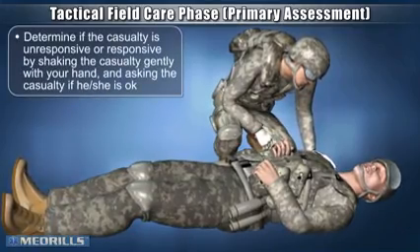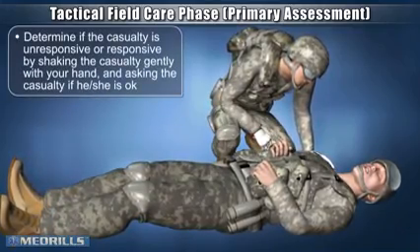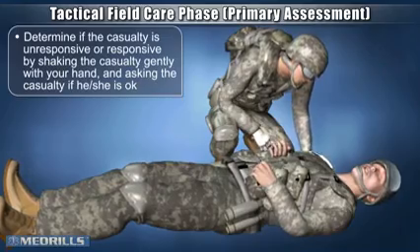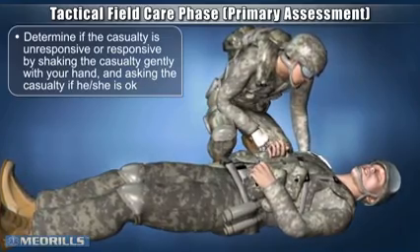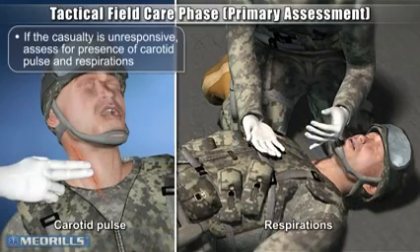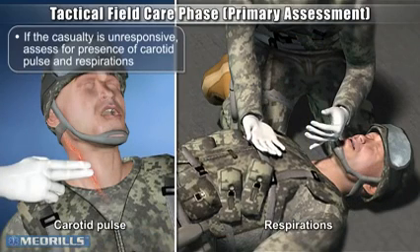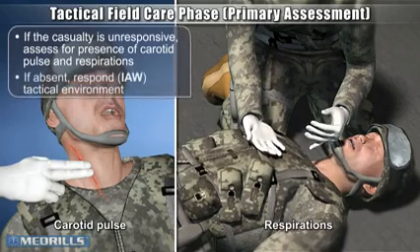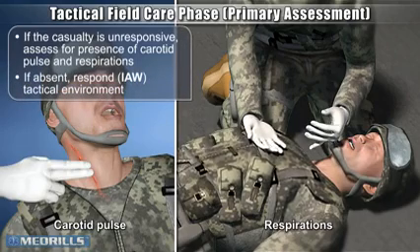Determine if the casualty is unresponsive or responsive by shaking the casualty gently with your hand and ask the casualty if he or she is okay. If the casualty is unresponsive, assess for the presence of carotid pulse and respirations. If absent, respond in accordance with the tactical environment.